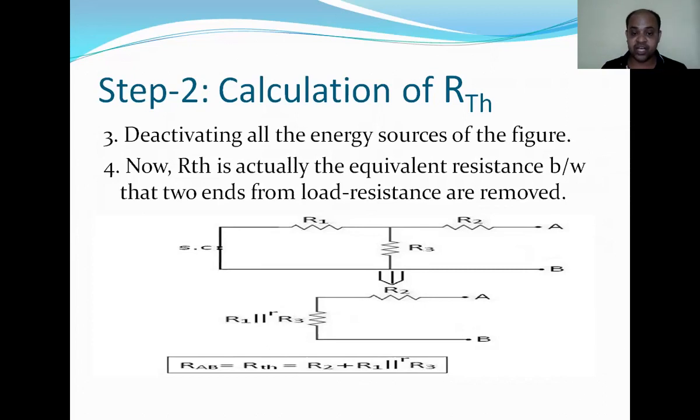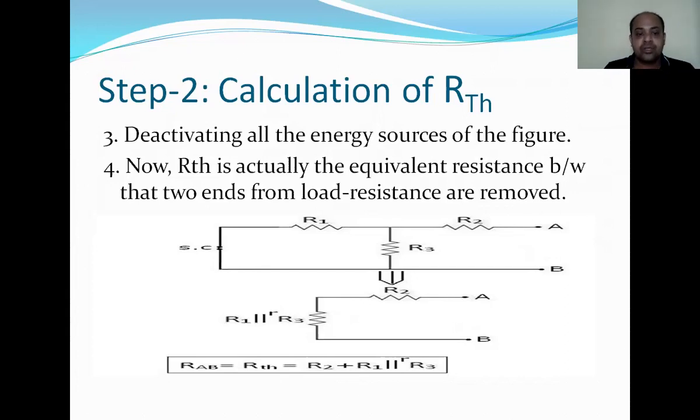But if sometimes a current source is there, what should be done? Remove the current source and open the line. So these are the basic differences between the voltage source and current source. For a voltage source, remove the voltage source and short the line. For a current source, remove the current source and open the line.